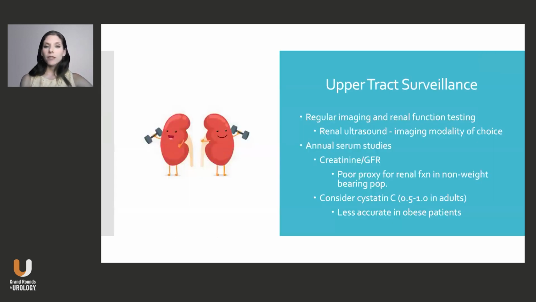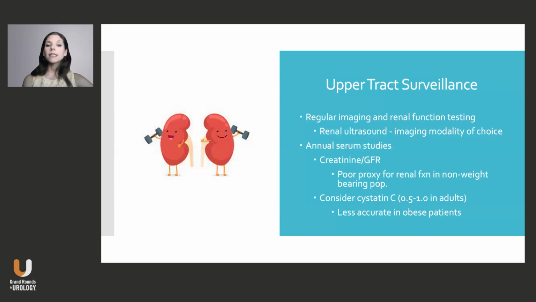So I've talked a lot about this upper tract surveillance and imaging and studies. So what is it exactly that we're getting? Okay, so for regular imaging, renal ultrasound is the imaging modality of choice, both for cost and decreasing radiation exposure to the patient. The patients who have stones, you may need to get a periodic CT in order to better assess their stone burden, as well as urogram phase imaging if they have hematuria. But primarily, we're looking at annual renal ultrasounds.